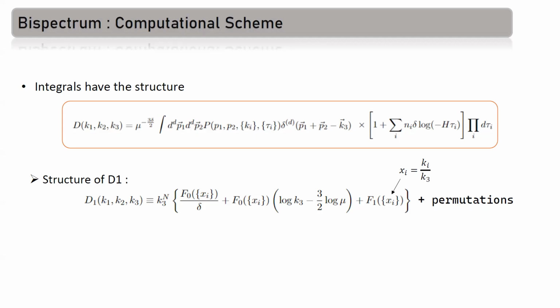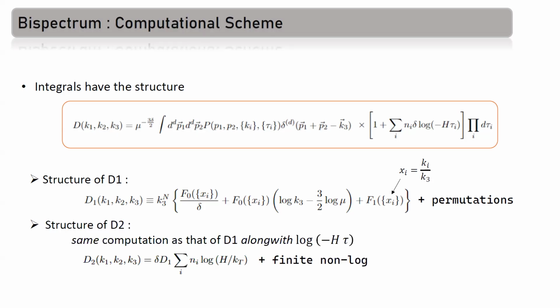Now notice that the computation for D2, which is when we consider this factor over here in the calculation, is the same computation as that of D1, but now with additional factors of log h tau. And we saw that effectively computing this D2, which is just the computation of D1 now with an extra factor of log h tau, is the same as pulling this log h tau out of the time integrals by substituting tau goes to 1 by kt, where kt is k1 plus k2 plus k3, the total energy. And you will get some finite non-log functions.